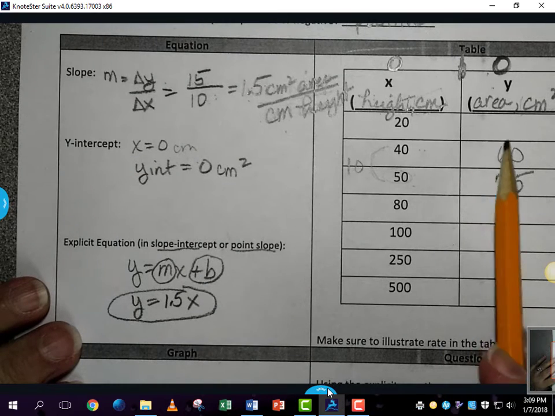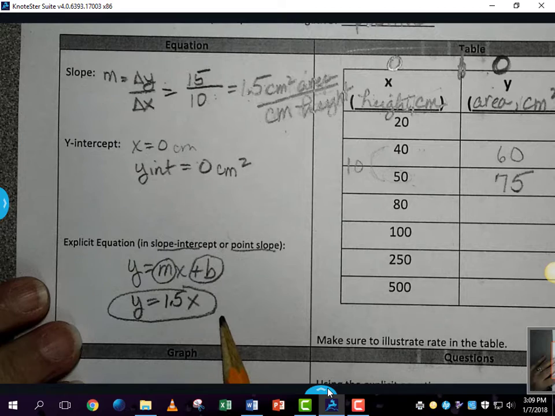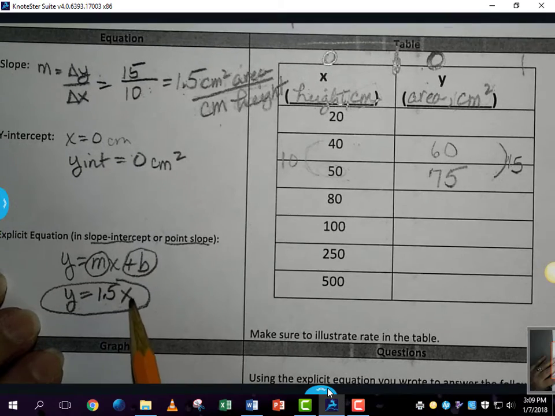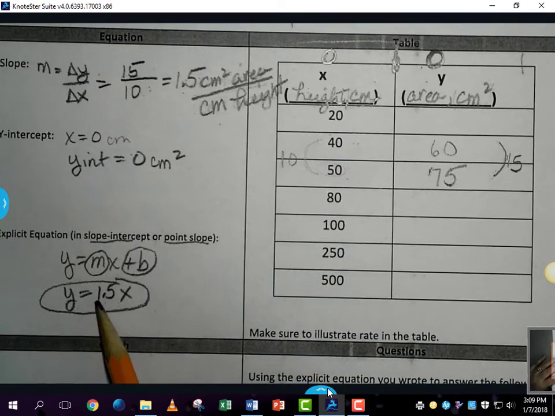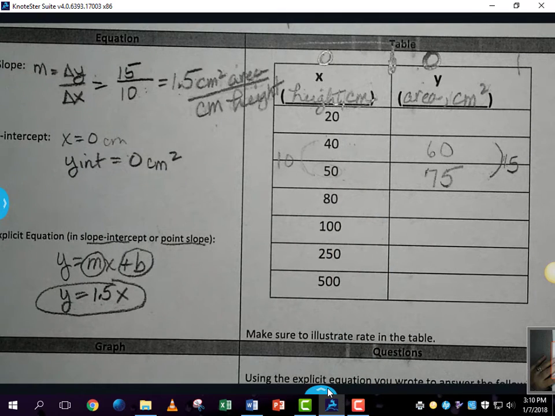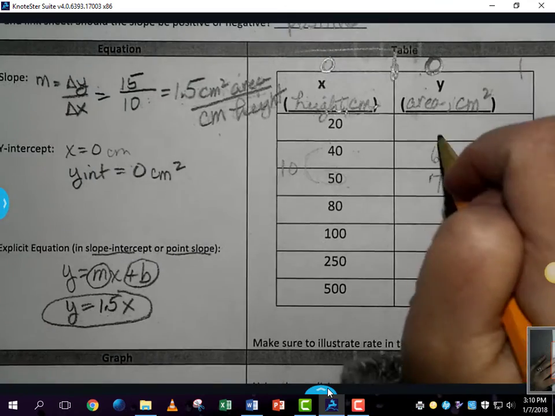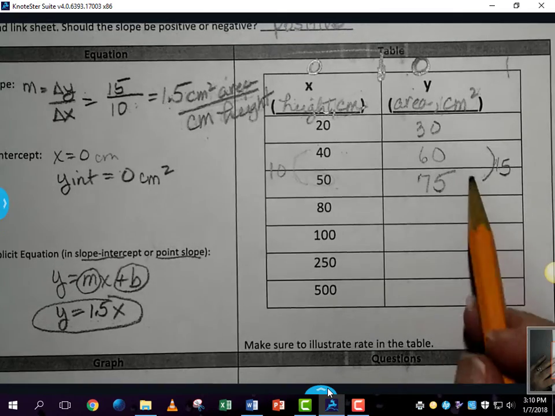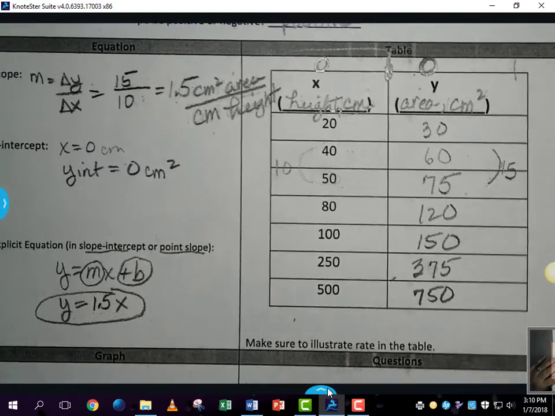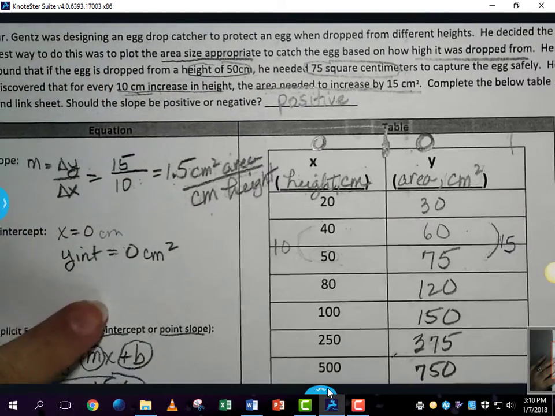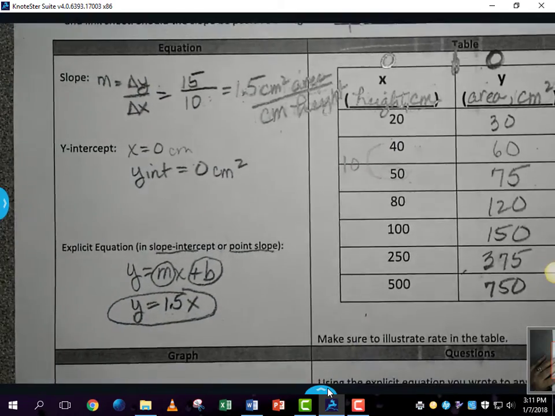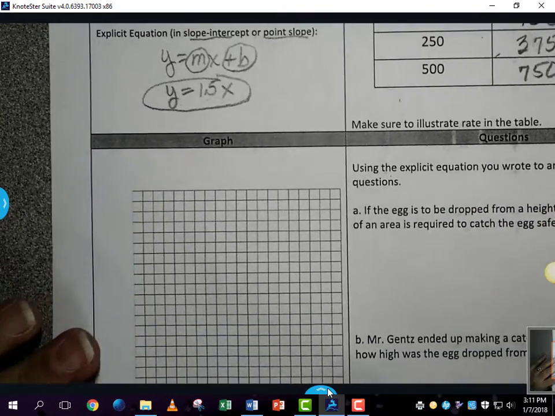That means I can figure out all the rest of my boxes now using this explicit equation. Okay, so y equals 1.5 times 20, and y equals 1.5 times 40. That one should give us 60, right? So 1.5 times 40, I better get 60, and I did. Okay, so now I have my equation, I have my story problem, and I have my table. Those are 3 of the 4 representations of the same scenario. Now I need to make a graph of it.